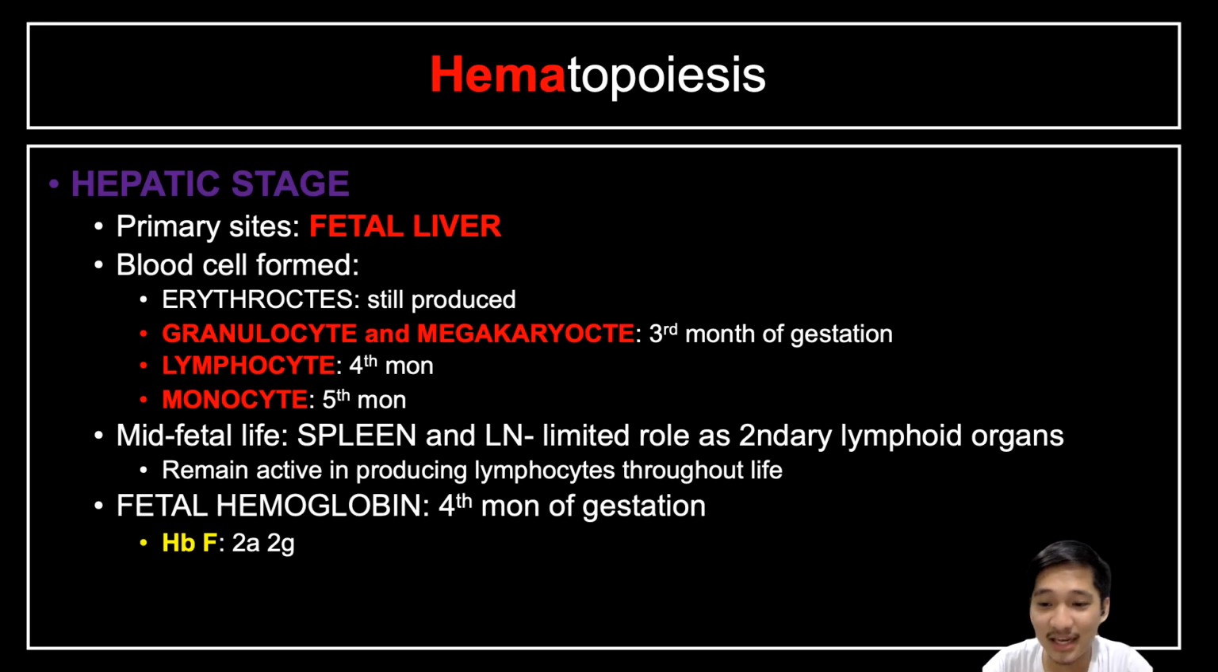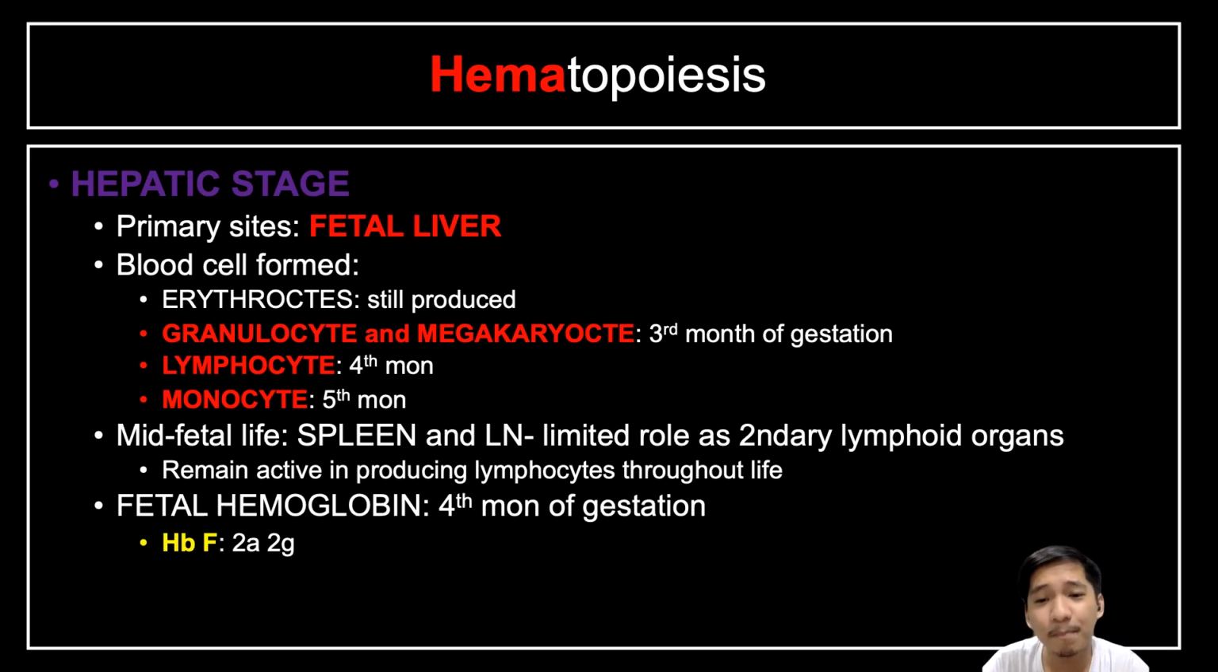They say that in the mid-fetal life, the spleen and the lymph node have a role in hematopoiesis. But we also know that the spleen and lymph node have a limited role as secondary lymphoid organs. Based on the immunology and serology discussion, we have two types of lymphoid organs: the primary lymphoid organs and the secondary lymphoid organs.